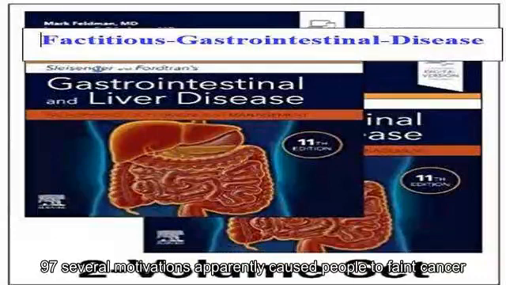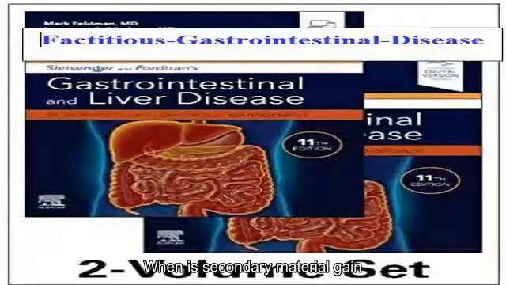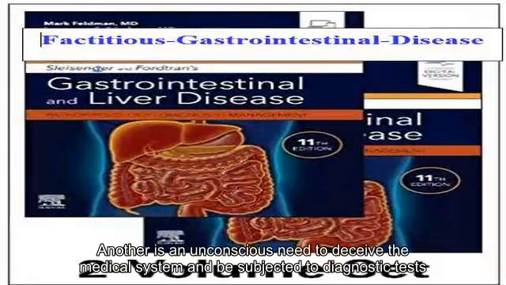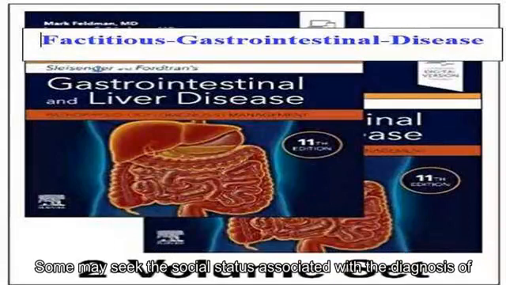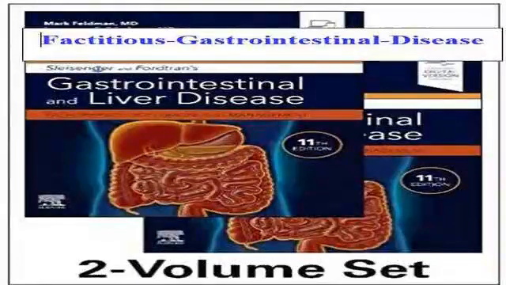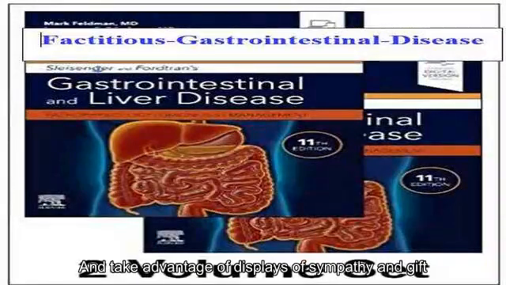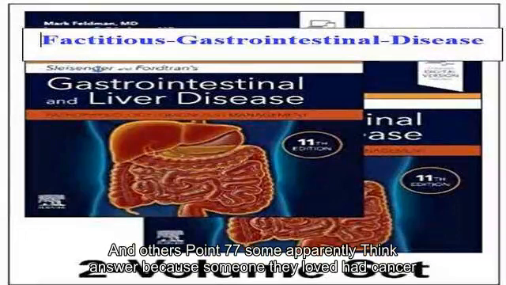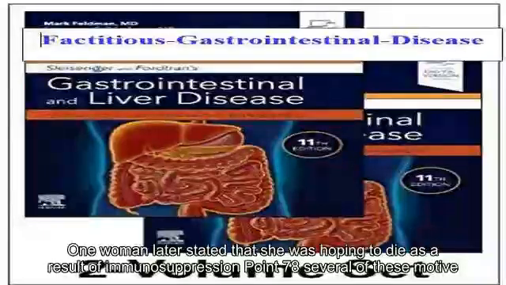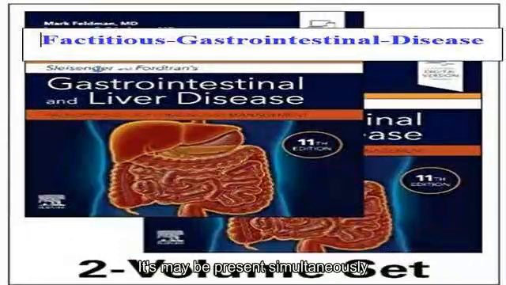77 Several motivations apparently cause people to feign cancer. One is secondary material gain, malingering, perhaps to obtain narcotics. Another is an unconscious need to deceive the medical system and be subjected to diagnostic tests and therapeutic procedures. Some may seek the social status associated with the diagnosis of cancer, e.g., being lauded as a survivor, and take advantage of displays of sympathy and gifts from friends, co-workers, and others. 77 Some apparently feign cancer because someone they loved had cancer. One woman later stated that she was hoping to die as a result of immunosuppression. 78 Several of these motives may be present simultaneously.